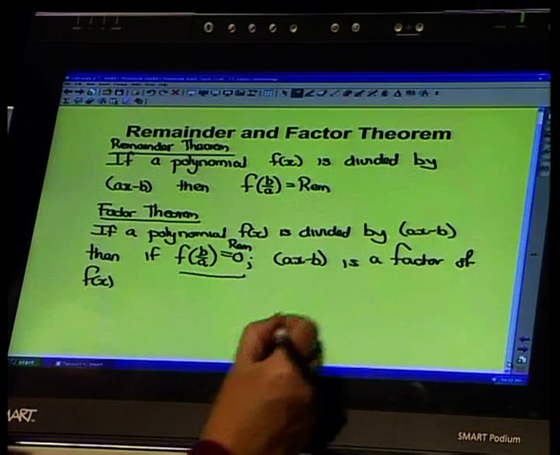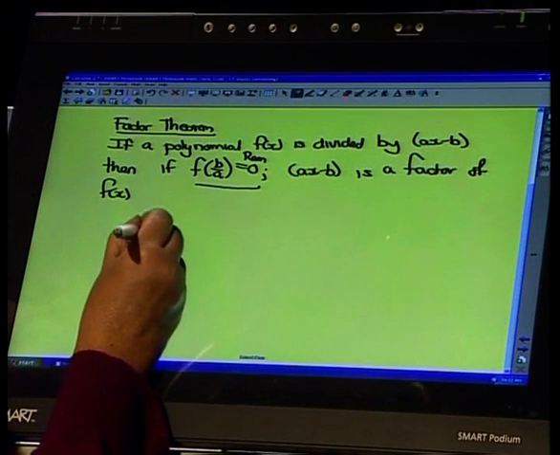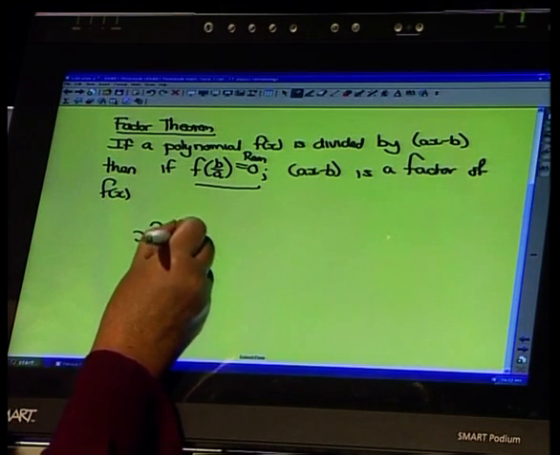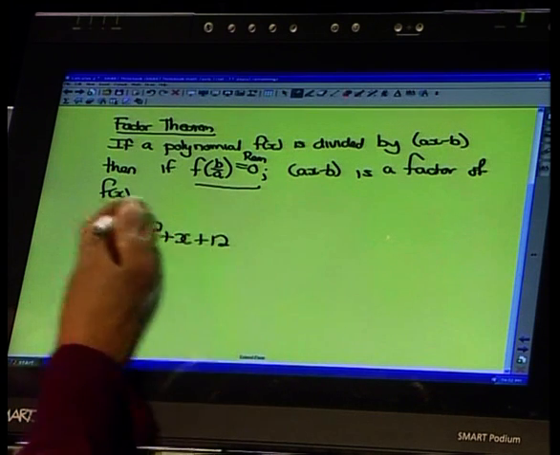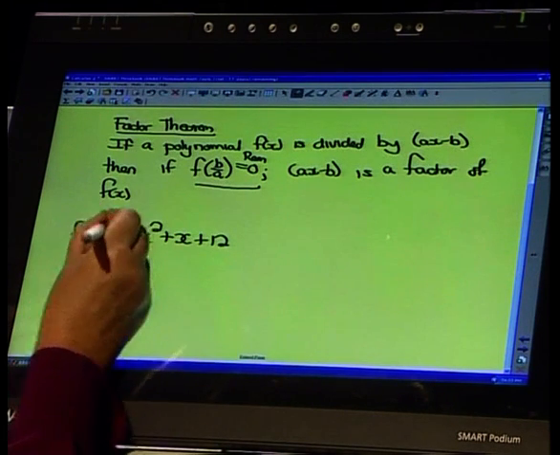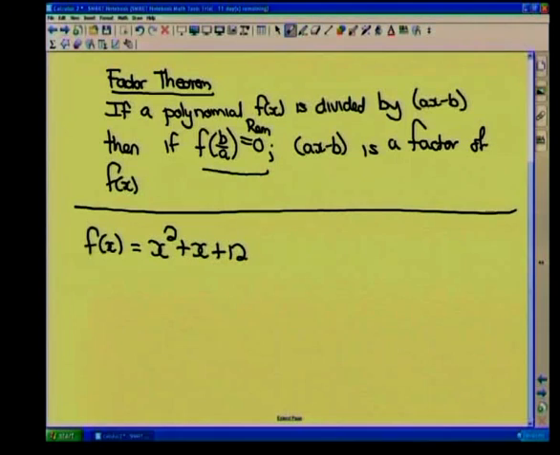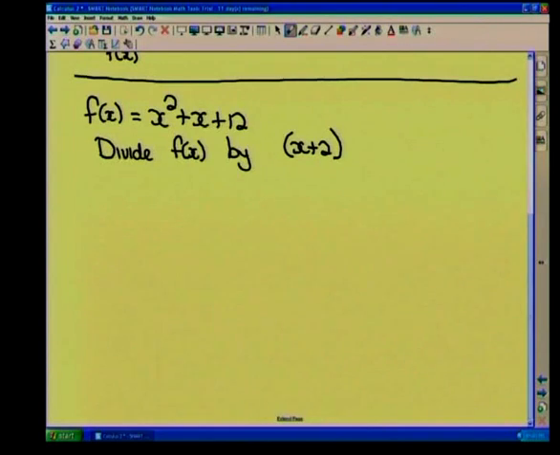All right, so let's go down here, and let's take something like x squared plus x, say plus 12. And I say to you, that is my f of x. Do you agree with me that that would be a polynomial? Well, yes, there are many terms. They're separated by plus signs. And yes, there are no denominators with x's, and there are no surds. So it's all good. Now, if I say to you, divide f of x by x plus 2. Now, I'm sure you would have seen this somewhere along the line.